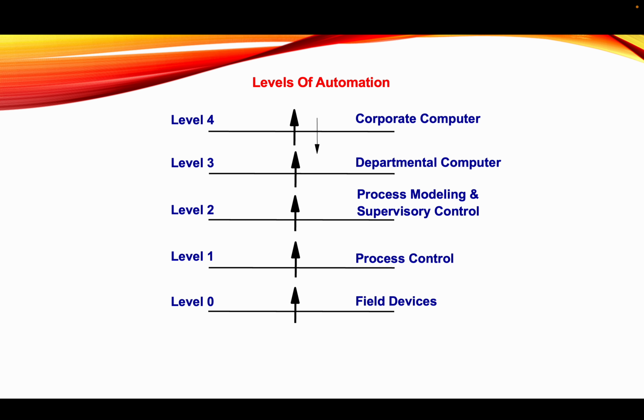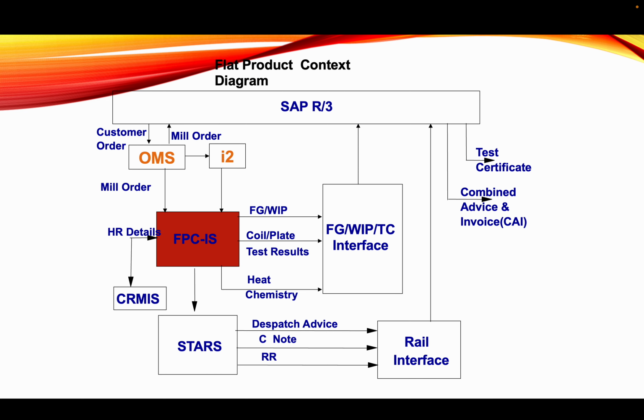And then level 3 may be some kind of manufacturing execution system or departmental execution system, which will give you the overall view of many processes put together. And then there will be ERP, which will be level 4, which will give you the overall business scenario actually. So this slide I have taken from one of my old steel plant experiences.